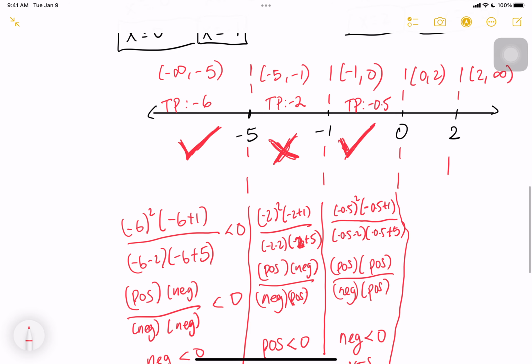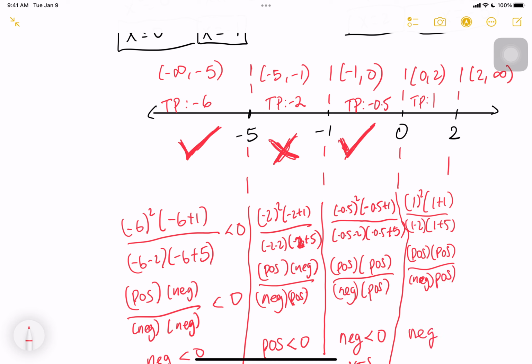I need a number between 0 and 2. I know what you're thinking. You're thinking 1. So that's going to be 1 squared times 1 plus 1 over 1 minus 2 times 1 plus 5. And so that's going to be positive, negative, and positive. So the whole thing is negative. That is true. And so this one will get another check mark.